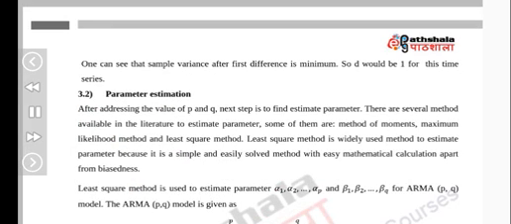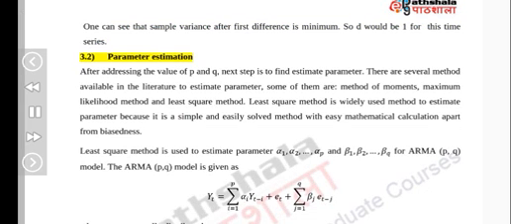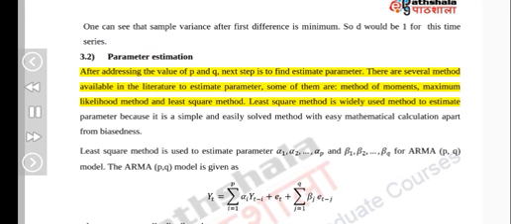One can see that the sample variance after first difference is minimum. So d would be 1 for this time series. 3.2 Parameter estimation. After addressing the values of p and q, the next step is to estimate the parameters. There are several methods available in the literature to estimate parameters.